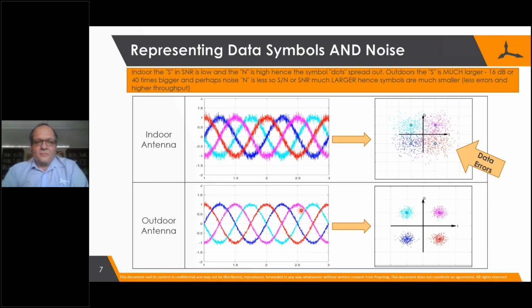Now, I couldn't draw it properly. If we go from indoor to outdoor, we typically go 16 dB up. 16 dB is a factor of 40. What we've done is we've increased the signal 40 times. Now that would clearly be ridiculous to draw. We didn't actually lower the noise. Signal went up 40 times, but suddenly you can see the higher the signal to noise, the better the focus, the less speckle we've got around the actual symbol that we want to transmit.